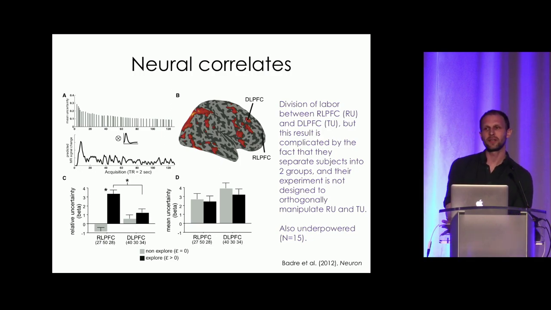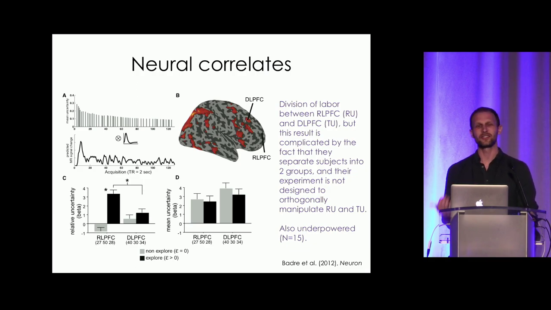But interpreting these results is a little bit complicated because they actually separated their subjects into explorer groups and non-explorer groups, and even before doing that division, they only had 15 subjects, so it is still rather underpowered. And probably the most important thing is that the study wasn't really designed to orthogonalize relative and total uncertainties, so they tend to be correlated in this kind of design.